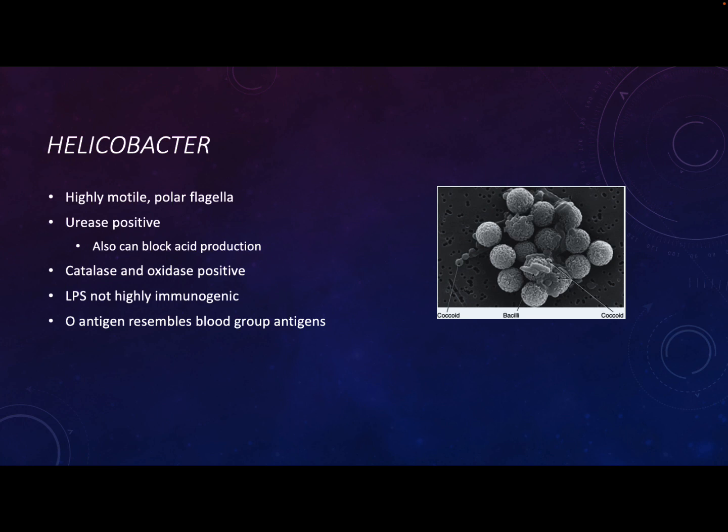The O antigen resembles blood group antigens. So this is another way that helps them to evade the immune system, because the O component of their LPS basically looks a lot like blood antigens, so the body won't necessarily mount an immune response because it looks like self. So we call it molecular mimicry when an organism can mimic something found in the human body.